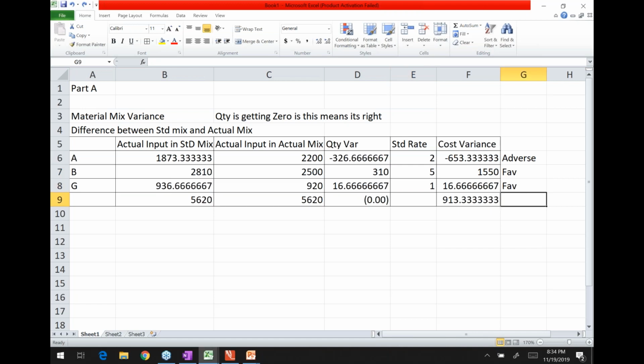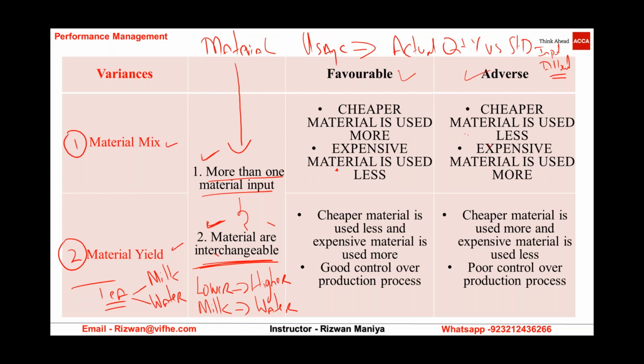So what is the final answer? Is the final answer positive or negative? 913 is positive, so it's favorable. Mathematically 913 is favorable, but what reason do you need to learn for this? Why is this favorable? Okay, math wise agreed, when positive, it's favorable. But what is the reason for favorable? So let's go back to our handout and see.